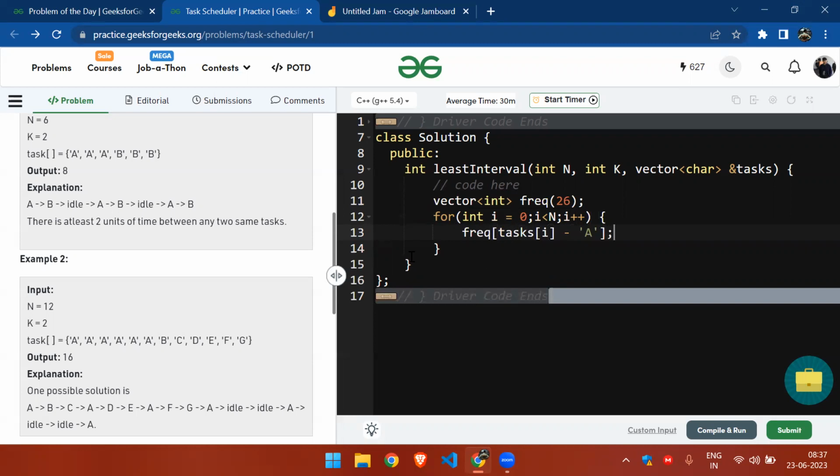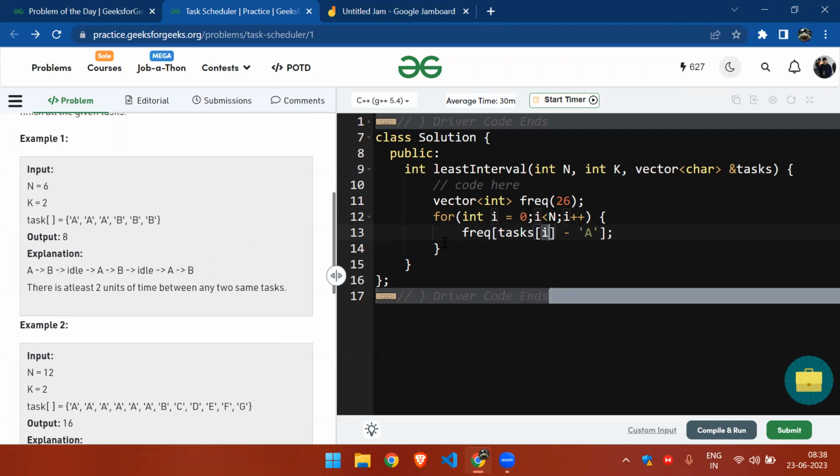So in the very first traversal, we will be having task of I as A. So A minus A is 0. So we'll be incrementing that 0 to 1 since A had occurred 1. Similarly, in the second traversal, we will have task of I, which is nothing but A again, A minus A, which is nothing but 0. Again, we'll be incrementing the 0th index of the frequency array by 1. So it will become 2. So that's how we'll calculate the frequency.